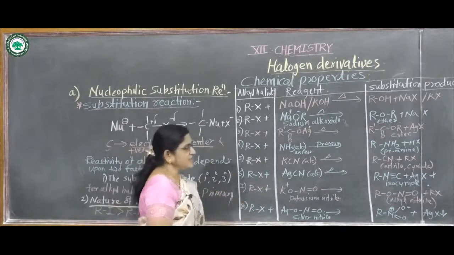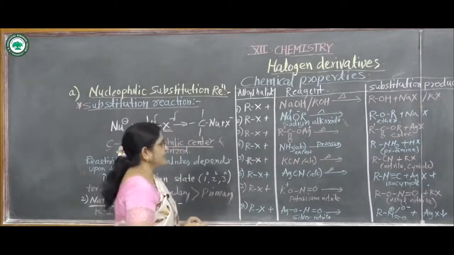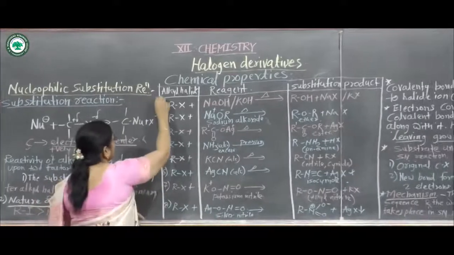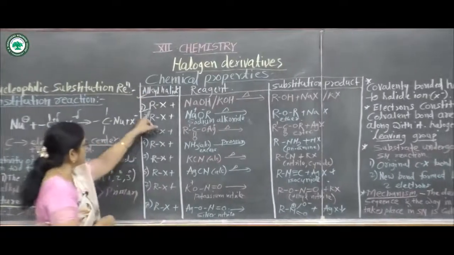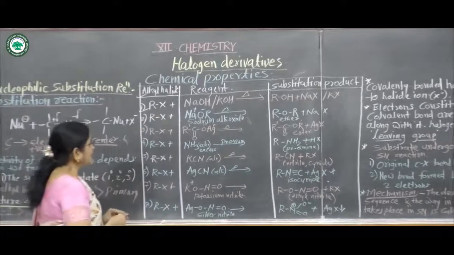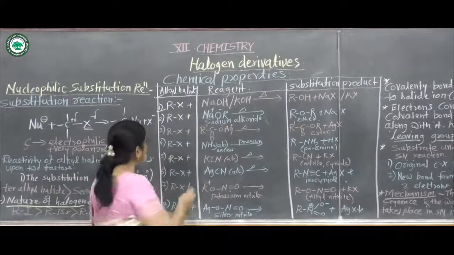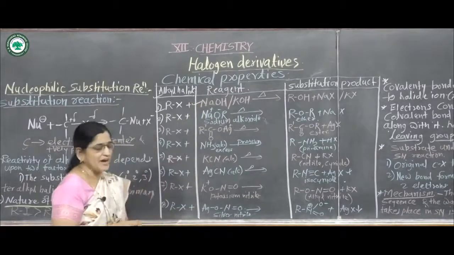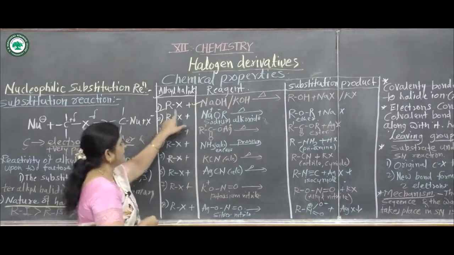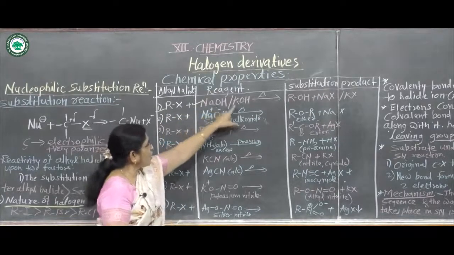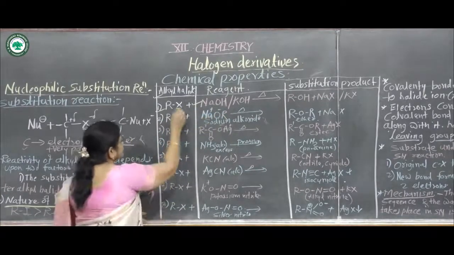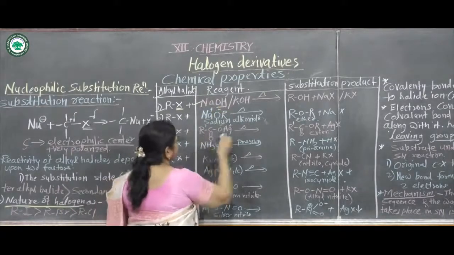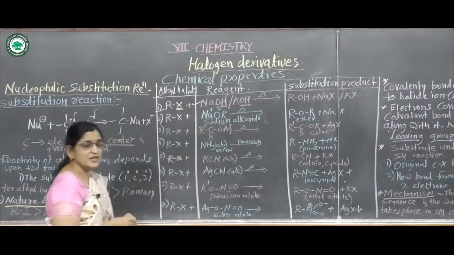Here is a chart of some nucleophilic substitution reactions. First of all, RX, where RX means alkyl halide, the general representation. Then it reacts with a reagent. Which reagent? At first, sodium hydroxide or potassium hydroxide. If this alkyl halide reacts with sodium hydroxide or potassium hydroxide, this X, the halogen atom, gets replaced by OH minus, which is the nucleophile.